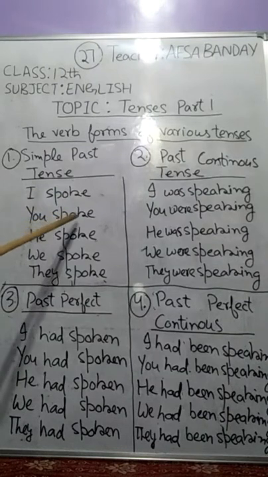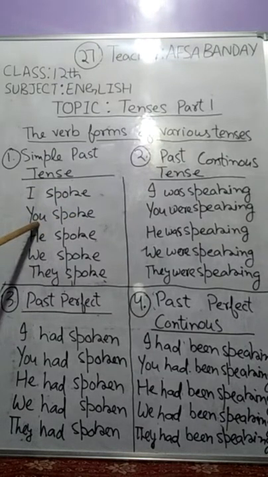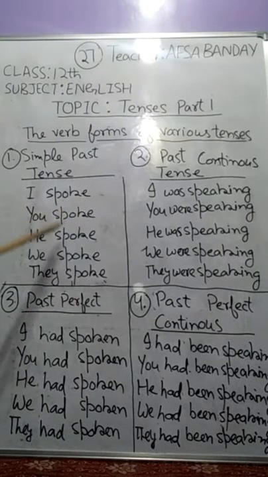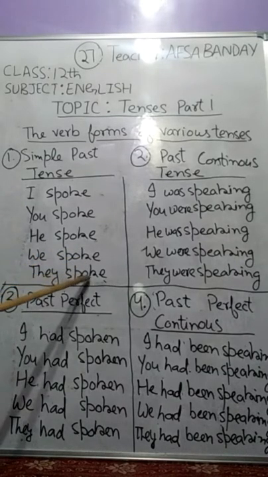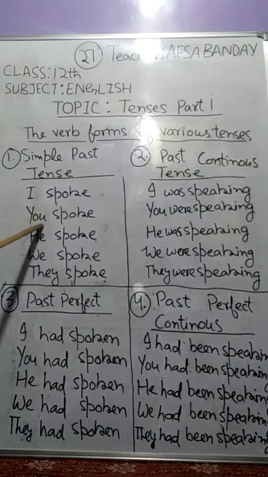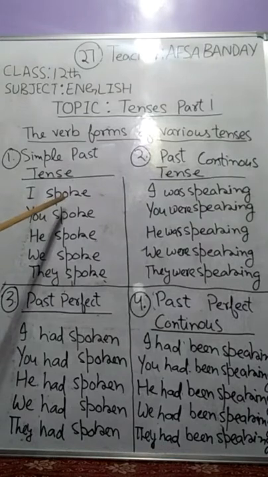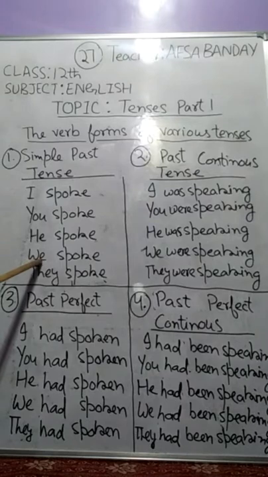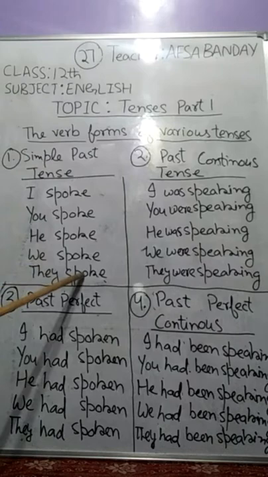With you, second person singular pronoun, we use the past form of the verb. With he or she or it, we use again the same verb. With we we use the second form of the verb. With they, we use the second form of the verb. So we say I spoke, you spoke, because it's speak, spoke, spoken. So we have used the second form of the verb. You spoke, he spoke, we spoke, they spoke.